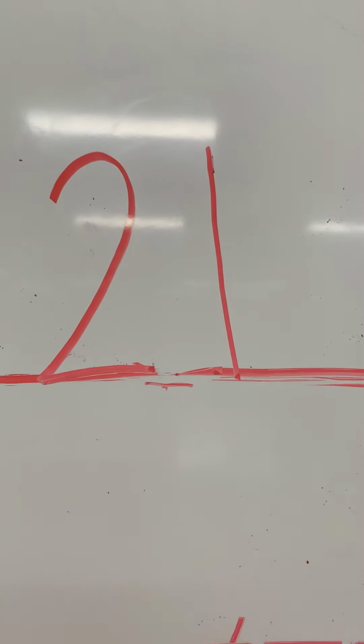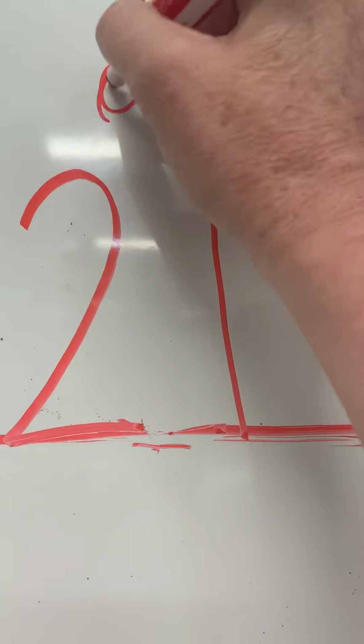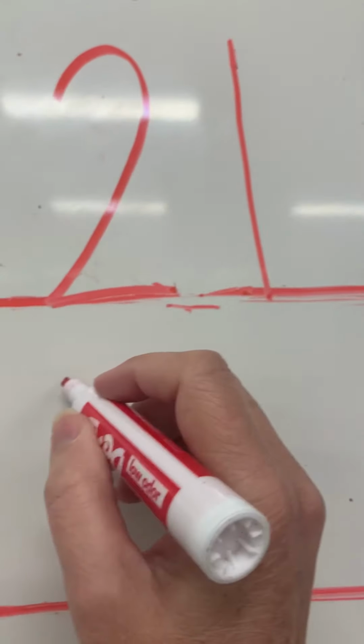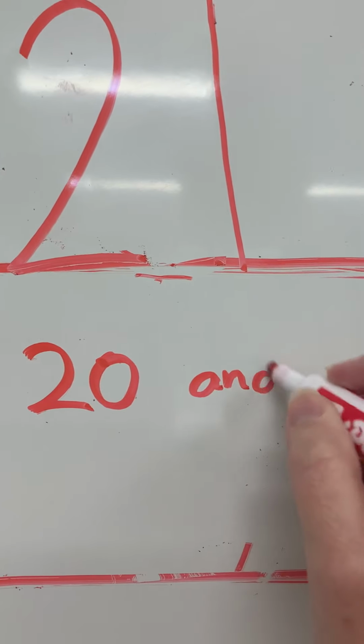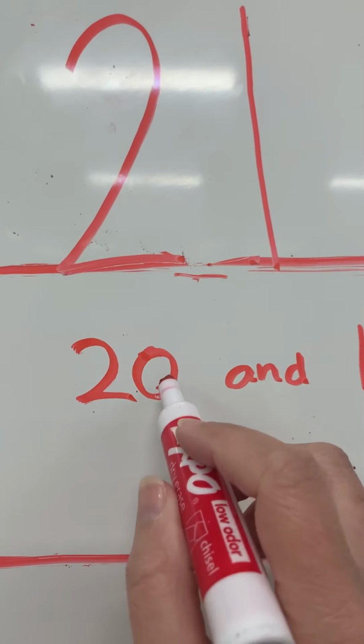And remember, where's Zero the hero? He's hiding way up here. He's hiding behind the 2. Remember that 21st would be 20 and 1 more. But Mr. Zero the hero is very, very kind.